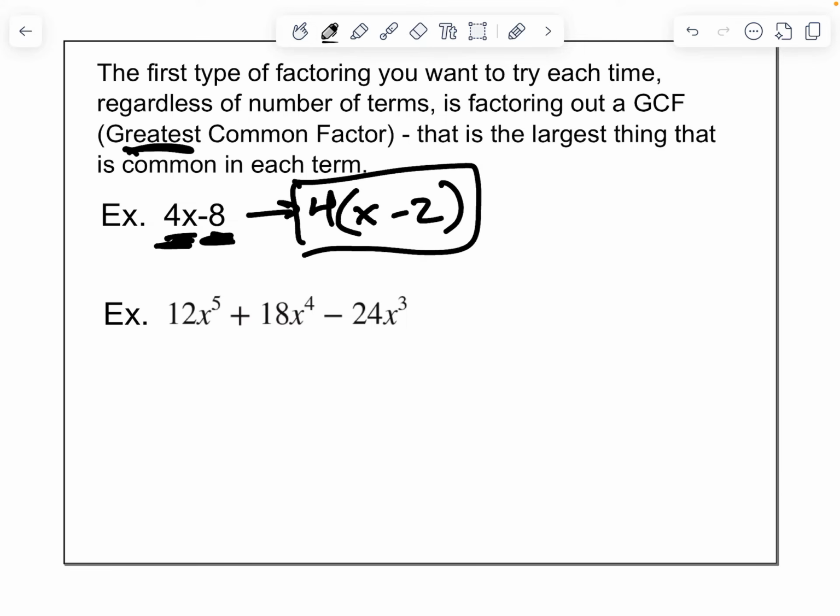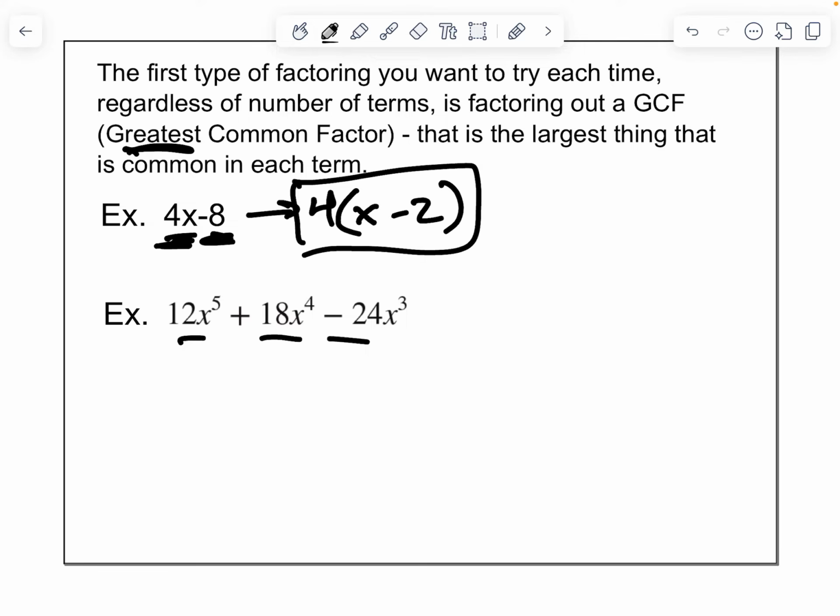The second example, we've got 1, 2, 3 terms. Can we divide all those by the same thing? They're all even, so you can divide them all by 2. You can divide them all by 3. You cannot divide them by 4, but you can divide them all by 6. I think 6 is the biggest thing you can divide them all by.